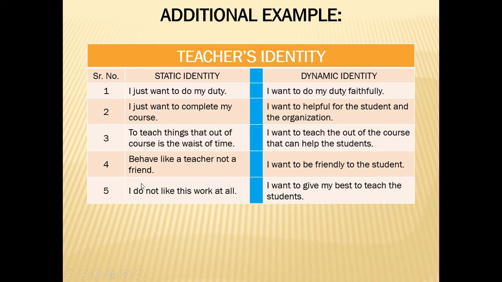Behave like a teacher, not a friend. But the dynamic person wants to be friendly to the students. "I don't like this work at all." "I want to give my best to teach the students." So this is how a teacher's identity changes with respect to static identity or dynamic identity.